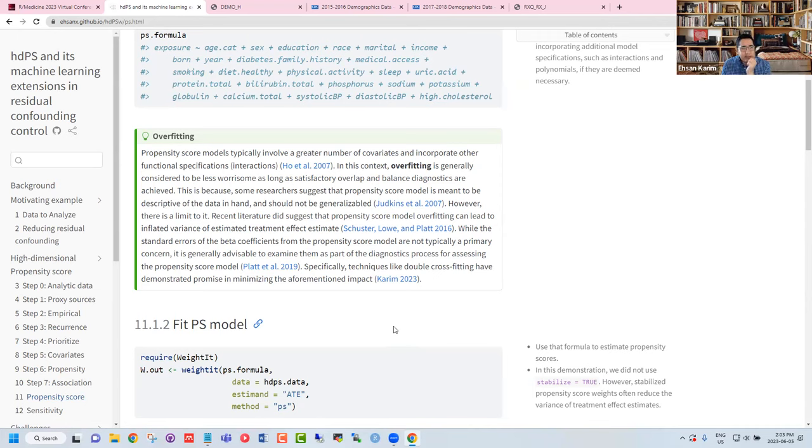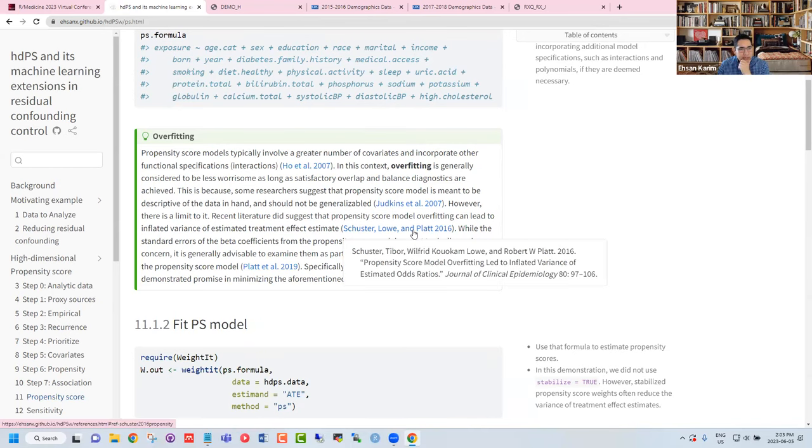This is not new. This is something that has been proposed in the literature for a while, but obviously there is a limit to it. You cannot just make your propensity score model overparameterized and think that there will never be any consequence. Obviously, there is a limit about which you need to be careful. For example, there is a paper that was published, I think in 2016, and they showed that overfitting can lead to inflation of variance, and that can be problematic when you are trying to estimate the treatment effect from a propensity score analysis.